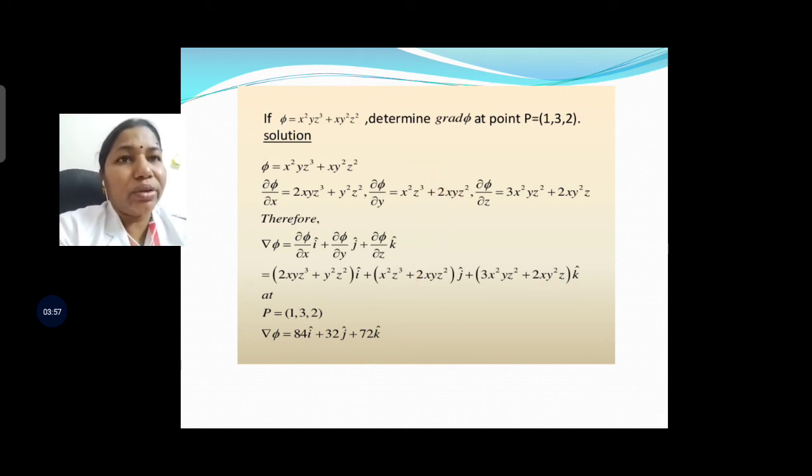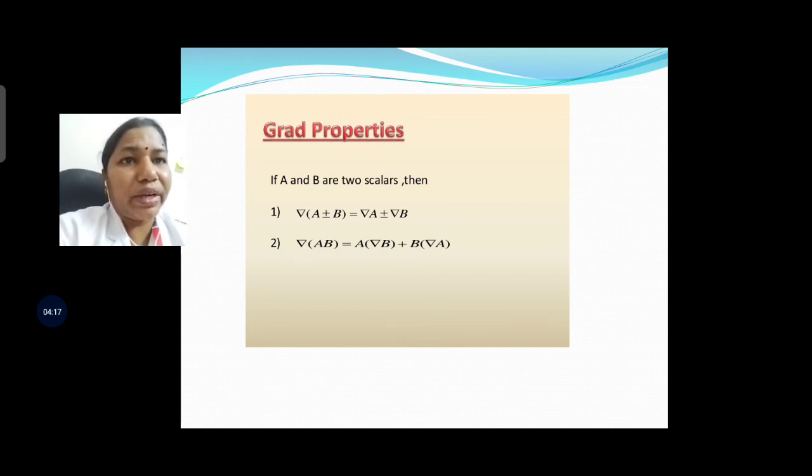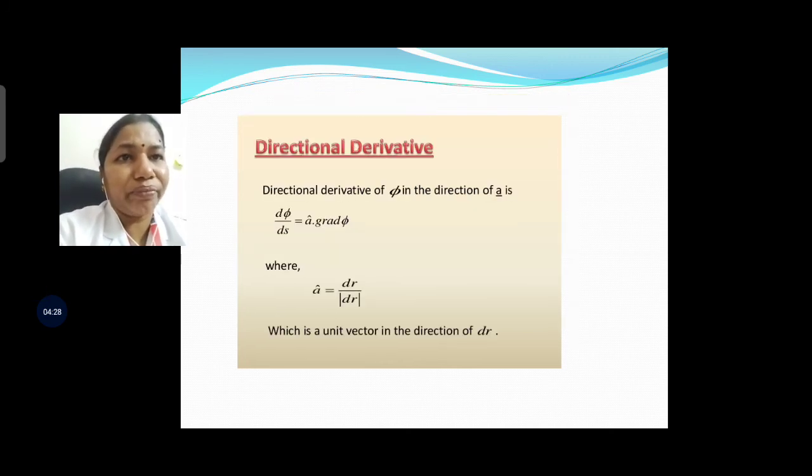So you can use any notation: it may be ijk coordinates or ax, ay, az or simply x vector, y vector, z vector for the coordinate system. You can use anything instead of ijk. So for gradient properties: del (a plus or minus b) is equal to del a plus or minus del b. Del (ab) is equal to a del b plus b del a.